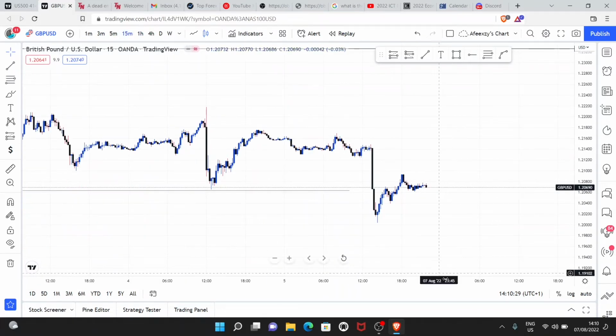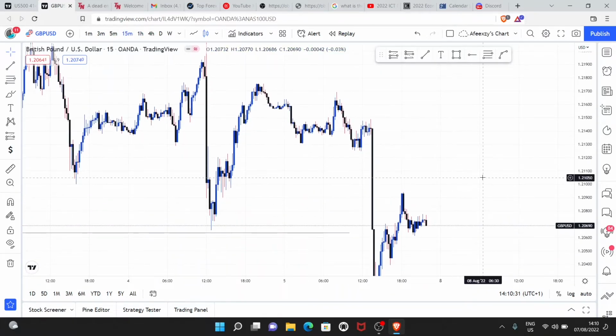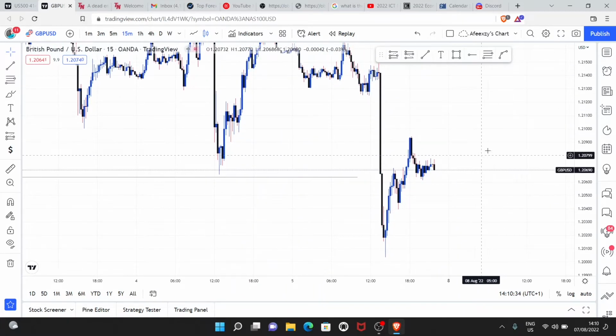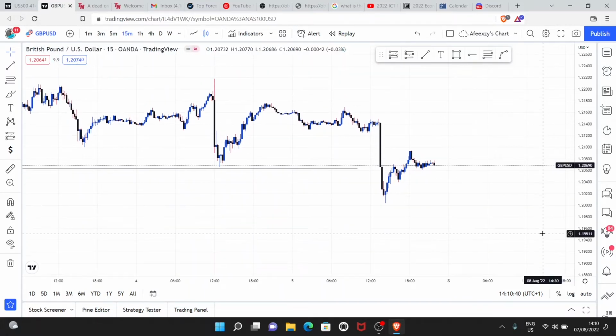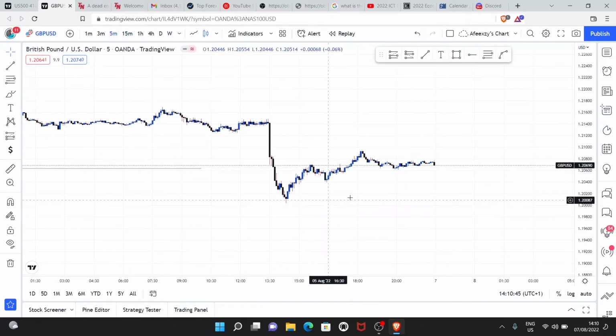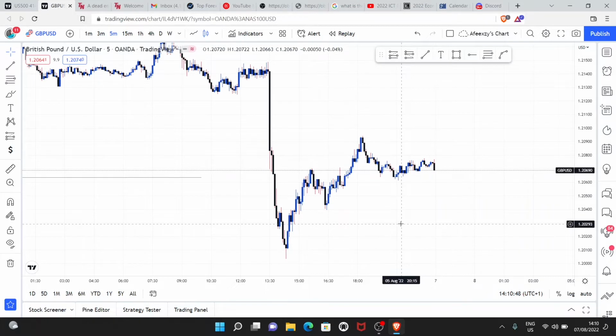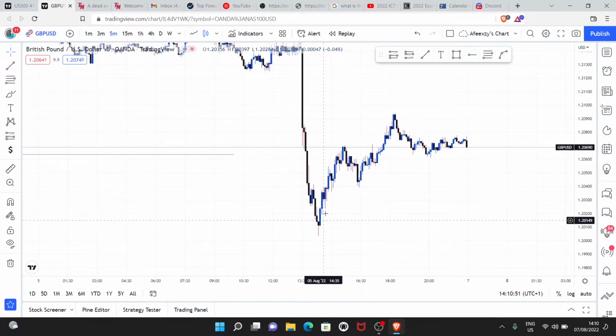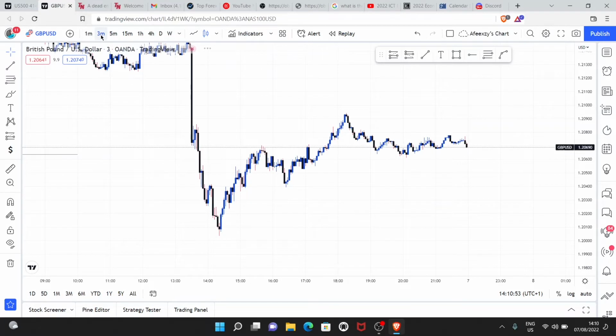On our 15-minute time frame, I really can't see anything much. Let me go down to my 5-minute time frame. Okay, on our 5-minute time frame, this is not really clear, but let me check the 3-minute time frame. So let's say this is a structure change there after the grab of liquidity from the 1-hour and 4-hour time frame. So this is a structure change here.